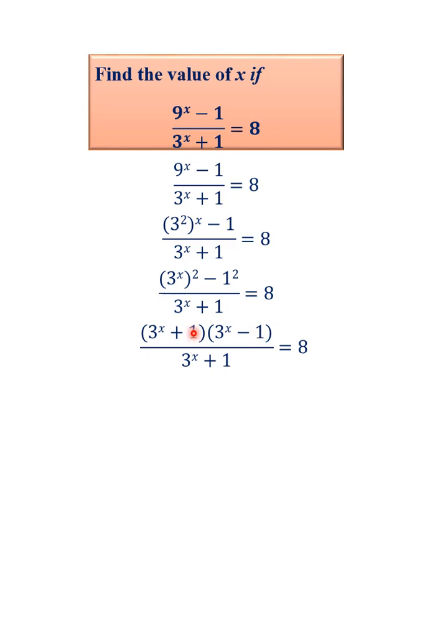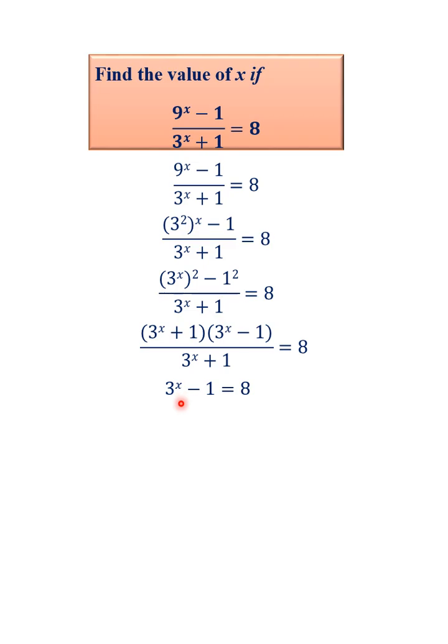This is how to resolve the difference of 2 squares, and of course that is divided by 3 to the power of x plus 1. Everything is equal to 8. At this point, you recognize that 3 to the power of x plus 1 is common to both numerator and denominator, so they can cancel out. If these two strike out, we will be left with 3 to the power of x minus 1 equals 8.